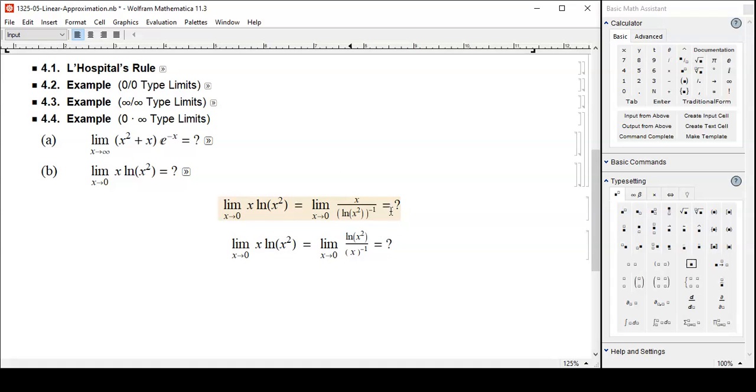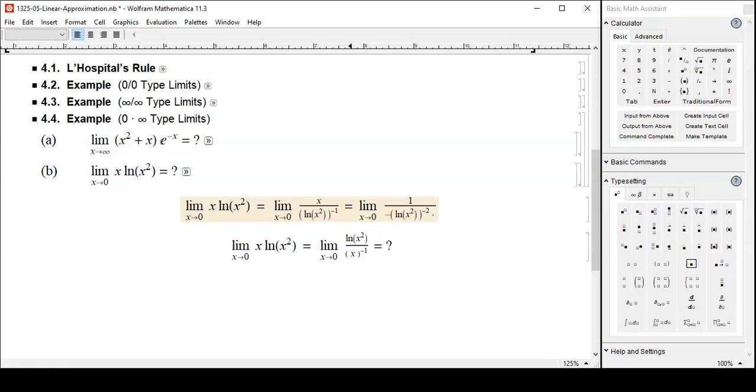Well, let's try this. Take the derivative of the numerator, and that's 1. Good. Now take the derivative of the denominator, alright. Let's apply the chain rule. The power comes out as a coefficient, and nothing changes inside. And then subtract 1 from the power, so we have negative 2 power.